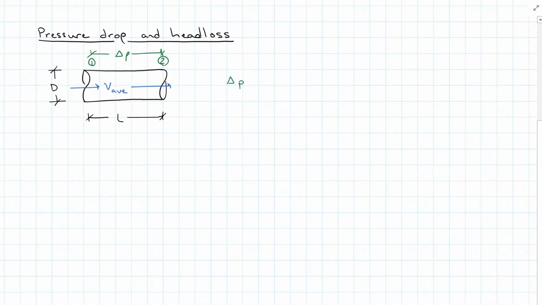Our change in pressure would be pressure 2 minus pressure 1. And for laminar fully developed flow, that's going to be 32 mu times the length and the average velocity, all divided by the diameter of the pipe squared.